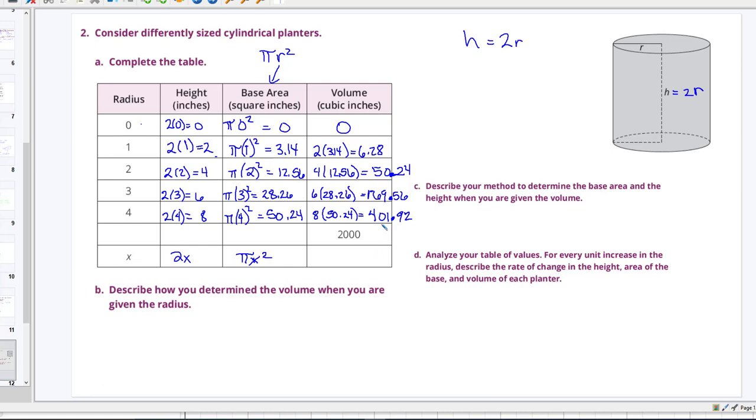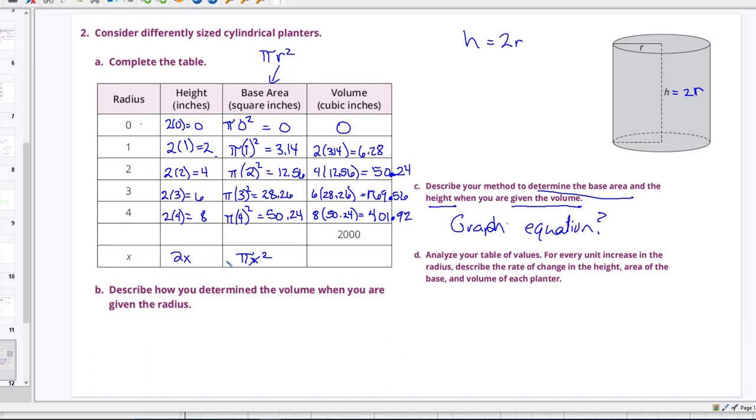So now, if I am given a particular volume and I need to go back, how can I go back? If we're given the area and the height, you can easily get the volume. But we want to figure out how to determine the base area and height with a given volume. How could you do that? You could say you could graph and find, but we need to have an equation. So what is our equation?